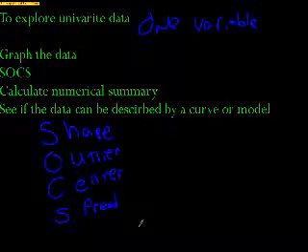Step 3 is to calculate the numerical summary. That means to find the mean or median or whatever else we're trying to do. We'll discuss a little bit more coming up. And the last step is to see if the data can be described by a curve or a mathematical model. So write that down for right now, and we'll come back and discuss what some of this actually means.